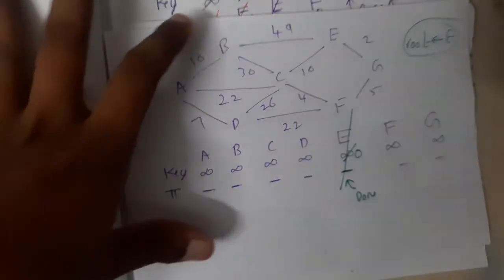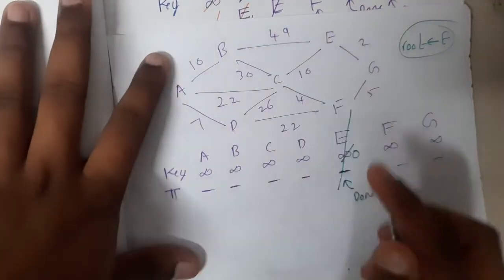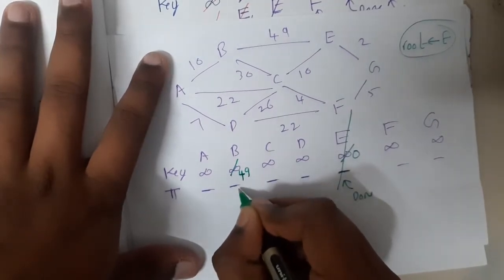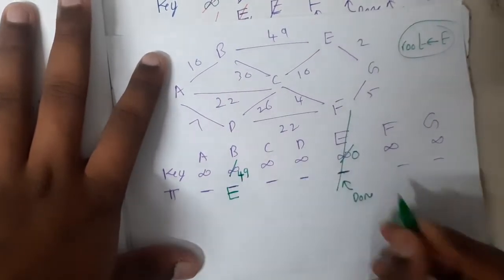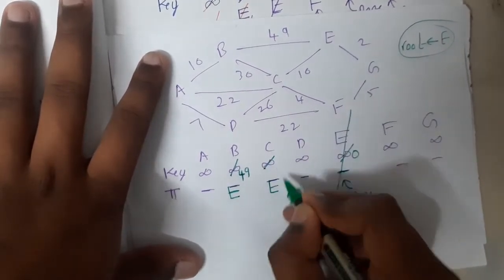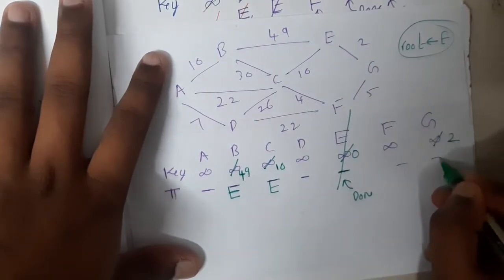Now from E, whom can I visit? From E, I can visit B at the cost of 49. 49 is less than infinity, so I will update it, and with the help of E, I can visit there. Similarly, with the help of E, I can also visit C at the cost of 10. Similarly, G also I can visit, with the cost of 2.